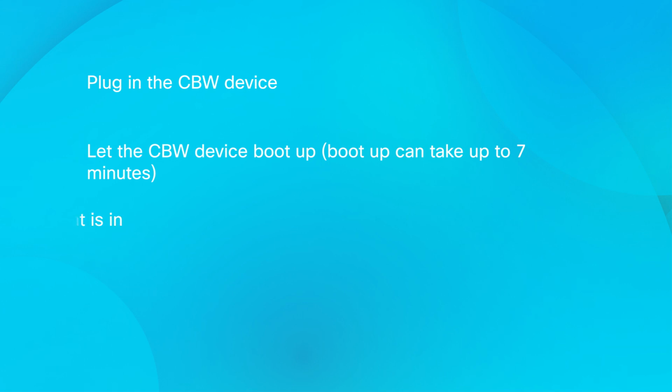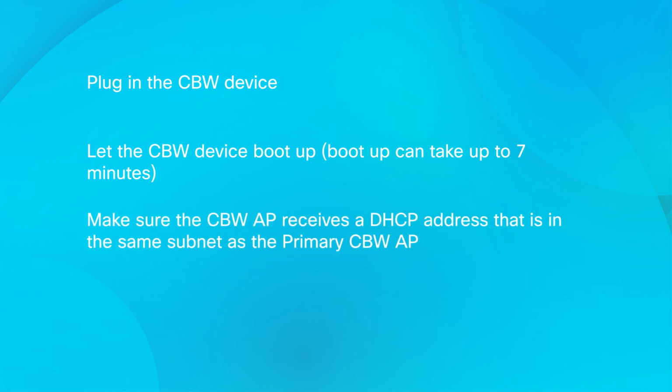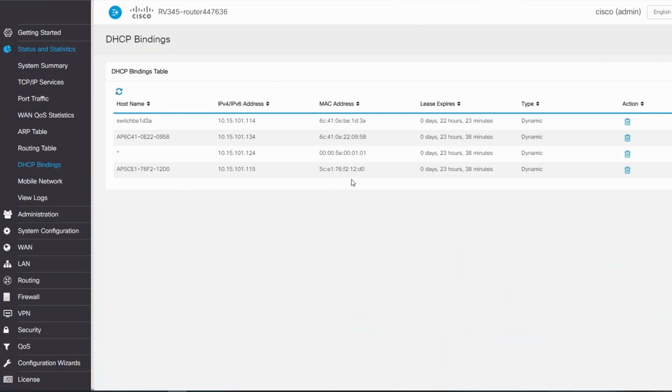Make sure the CBW AP receives a DHCP address that is in the same subnet as the primary CBW AP. Our router will act as our DHCP server. It's handing out DHCP addresses to our clients. It's here where we can see both CBW access points on the same subnet. Our second CBW access point has a DHCP address.